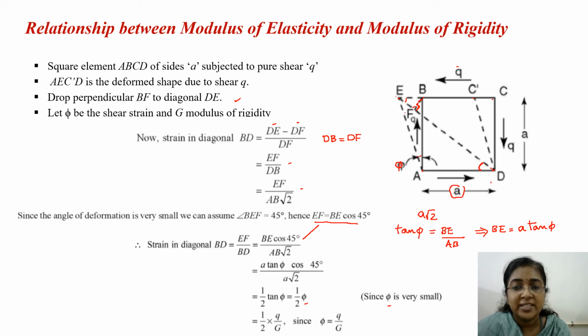Here phi is the shear strain, and the relation between the shear stress and shear strain, that is modulus of rigidity G, is given by shear stress, here used by the notation Q, divided by phi. That is, modulus of rigidity is given by shear stress by shear strain. So we can substitute for phi as Q by G. So the strain in diagonal BD is given by 1 by 2 into Q by G.